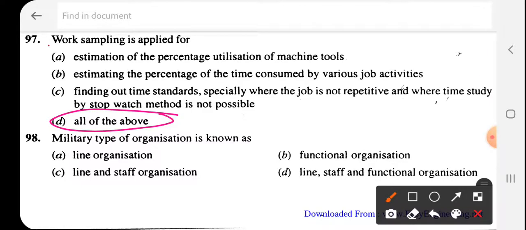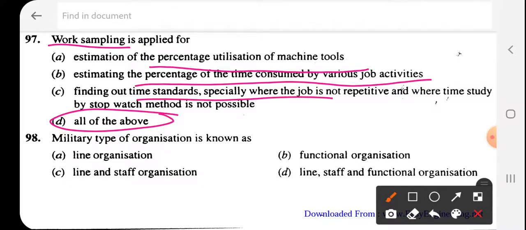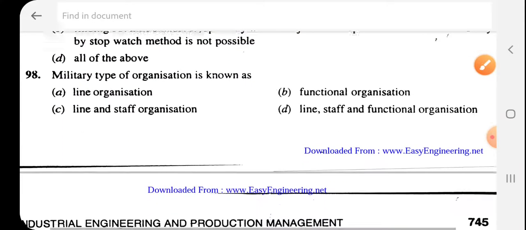So what are these? Work sampling: establishment of the percentage utilization of machine tools, establishing the percentage of time consumed by various job activities, finding out the time standard, especially where the job is not repetitive and where time study by the stopwatch method is not possible. So all of the above are correct.